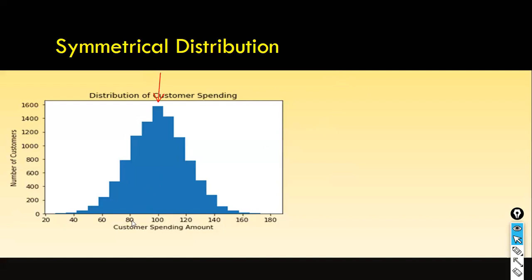So most customers spend around $100. That is the understanding here. In this case, the distribution of customer spending is approximately symmetric. There will be some kind of skewness here, but it is approximately symmetric. In the real world, you will not get an exact bell curve; it will be something like that.